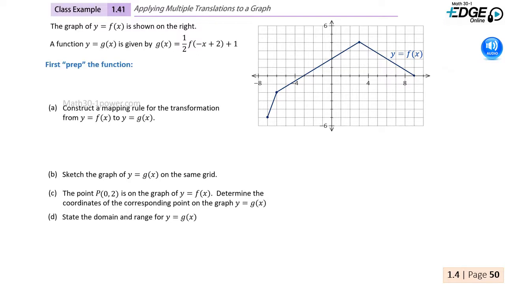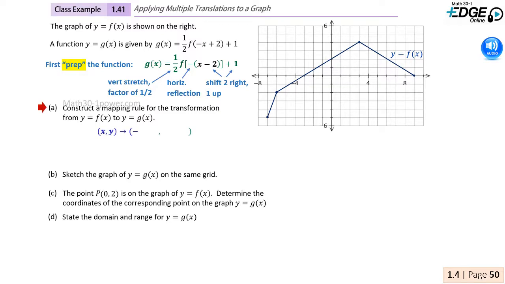First, we want to prep our function by factoring out that b value. Because we had a negative in front of the x, we'll take out -1 from the bracket, which will change it to negative times x minus 2. This means we have a vertical stretch by 1/2, a reflection in the y-axis, a shift of 2 to the right, and 1 up.